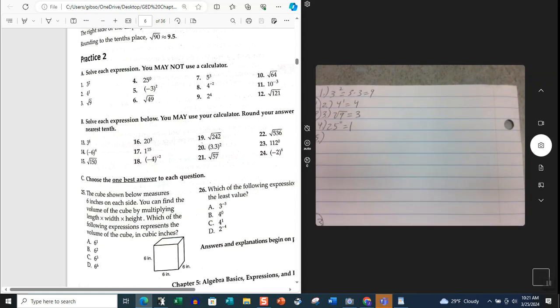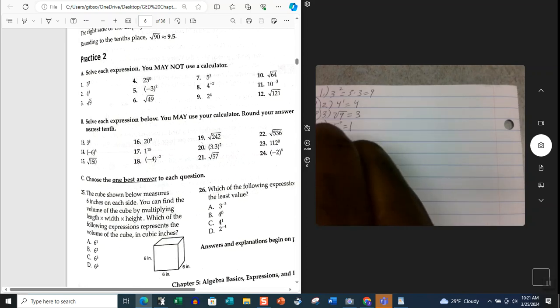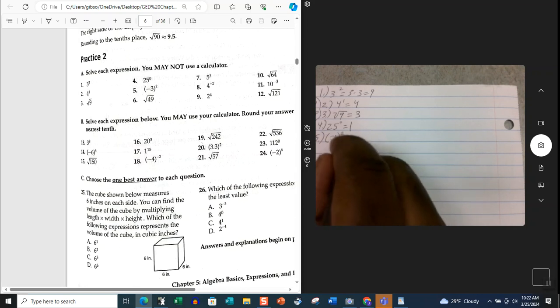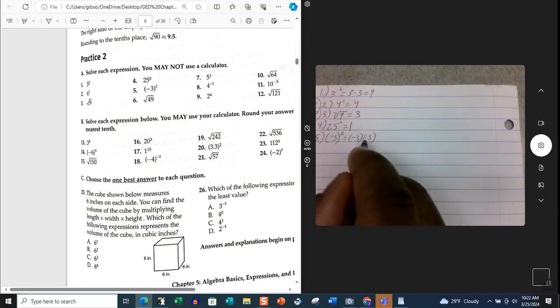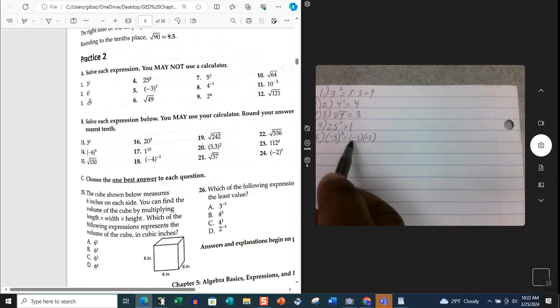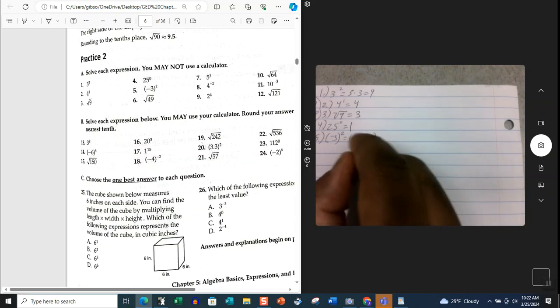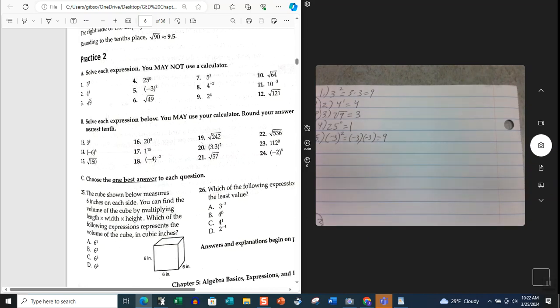Okay, problem number 5. We had -3 in parentheses to the second power. This is the same as saying -3 times -3. We know that we would count how many negative signs we have. We have 2, so our final answer would be positive, so it would be a positive 9.